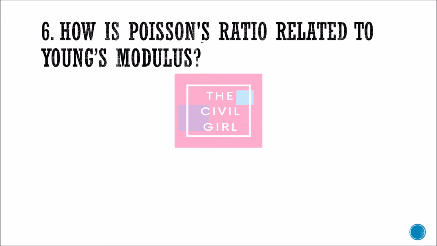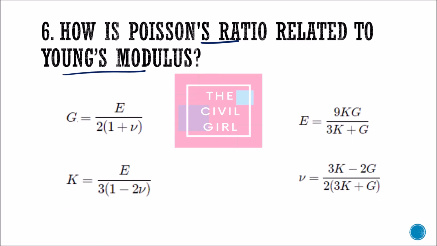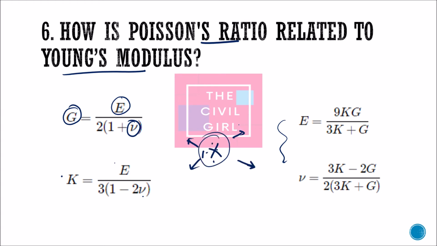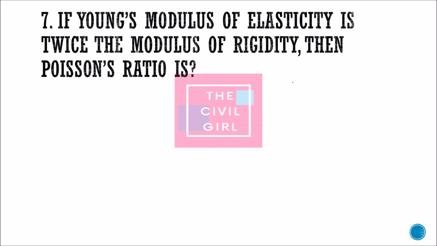How is this Poisson's ratio related to Young's modulus? We have 4 relations here: the relation between Young's modulus and Poisson's ratio, the relationship between Young's modulus, bulk modulus and Poisson's ratio, and other relations. Something I have to insist on here is that all these 4 formulas are very important. They are among the most important formulas in strength of materials. So make sure you know all these 4 formulas at your fingertips. It will be useful in many questions, and one such example is our next question.